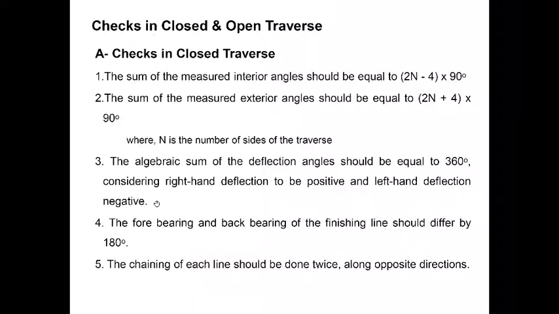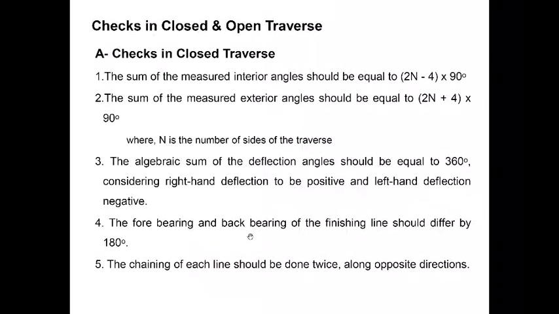So we discussed the right hand deflection and the left hand deflection earlier. That depends upon the direction of your survey or the projection of your survey. So based on that, the summation of deflection angles is equal to 360 degrees.